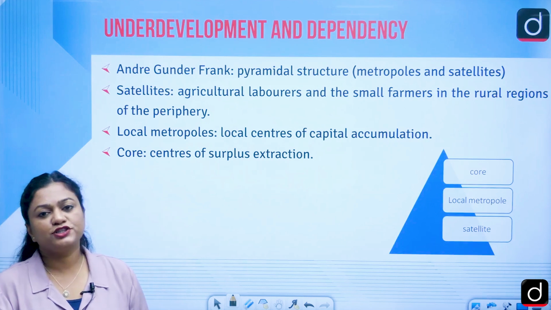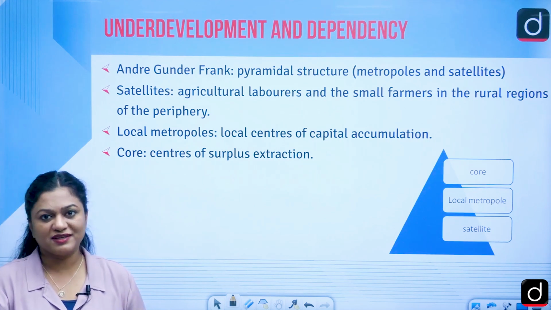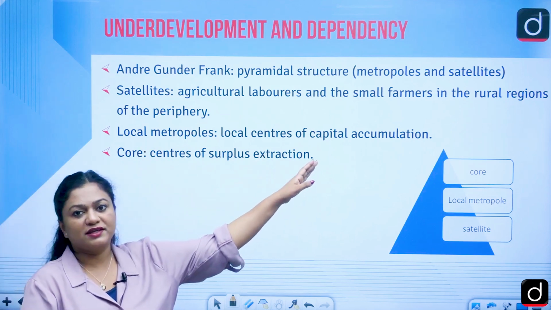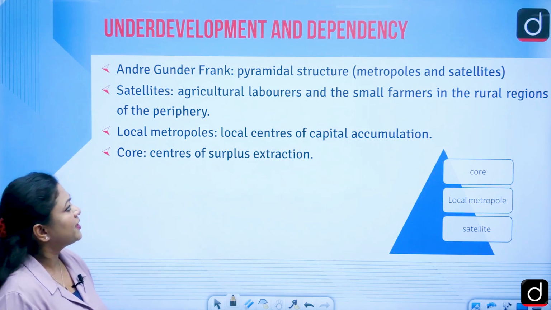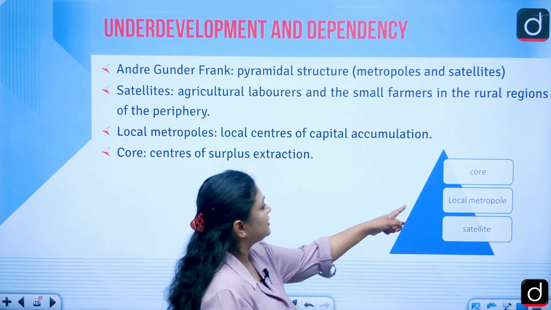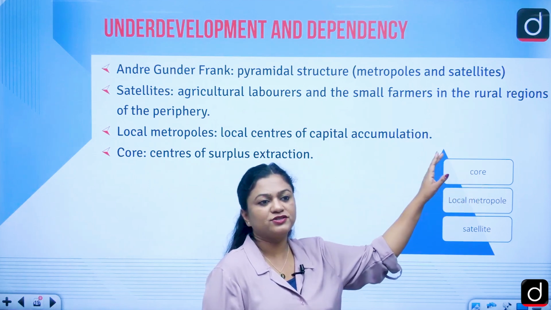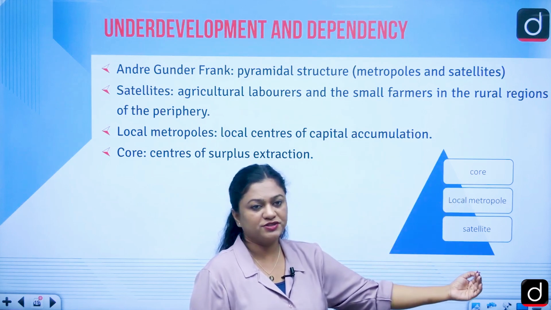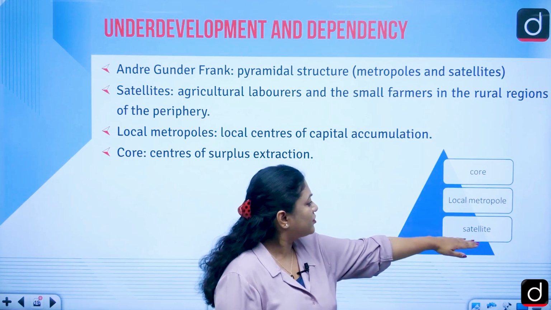A.G. Frank, or Andre Gunder Frank, is one of the most important theorists associated with dependency theory. He gave a pyramidal structure, the relation between the metropoles and the satellites. The metropoles are the core countries, the European countries, or those in the northern hemisphere, the developed countries. Here you have the local metropole, and after that you have the satellite.